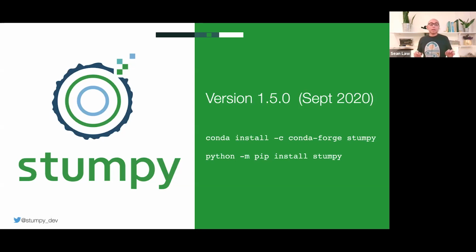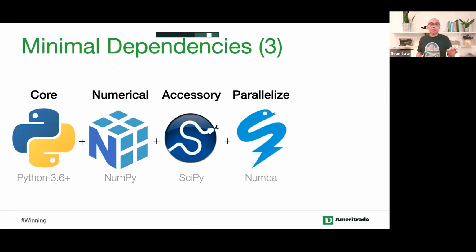And what's really, really great about Stumpy, right? As a data scientist myself, I find that when you're installing software, there are so many dependencies. Well, we purposely designed Stumpy to have minimal dependencies. Stumpy only has 3 dependencies. So assuming you're using modern Python 3.6 plus, Stumpy only depends on NumPy, SciPy, and Numba. For most people, I'm guessing that you probably already have NumPy and SciPy installed.